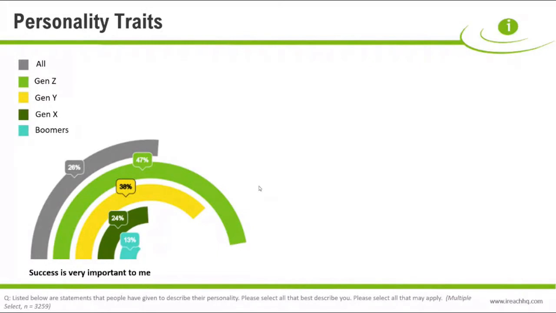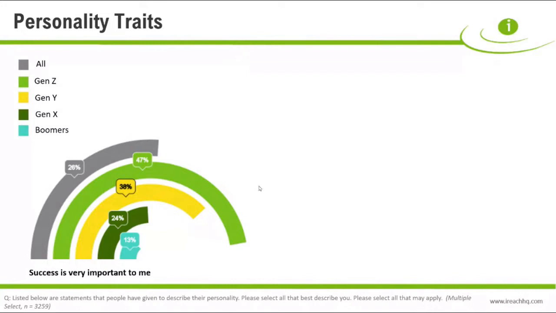So we ask all participants, how would they state that success is important to them? So the all number in gray, 26%. So that's your kind of average across the population. The next one down, Generation Z, we see 47% of those that will state that success is very important to them. So you can see that they're just a little bit under double of those who rate success as important. So the idea with these slides is really just to help you see the dramatic difference in terms of some of these personality traits for the generations we're looking at.